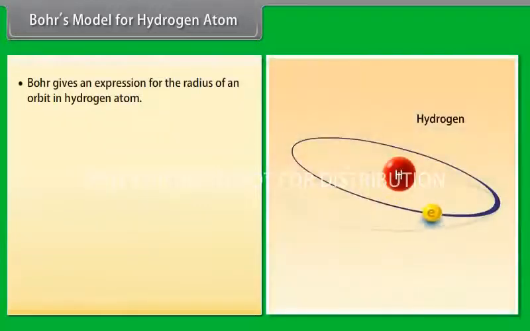Bohr gives an expression for the radius of an orbit in hydrogen atom. Rn is equal to n² h² divided by 4π² k m e².